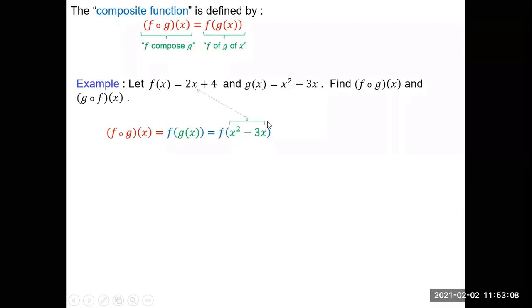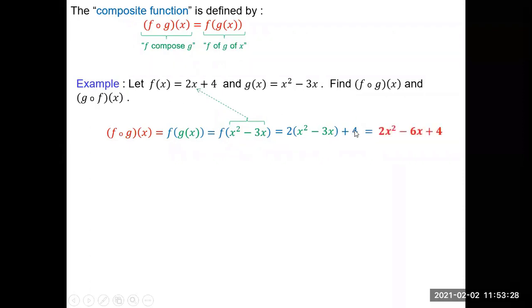So I'm going to take that whole input and put it in for x in the function named f of x. So if you see here, we've got the function f of x squared minus 3x is the same as 2 times that input plus 4. Distributing gives me 2x squared minus 6x plus 4. So to take f compose g of x means to take g of x and put it into the function f.